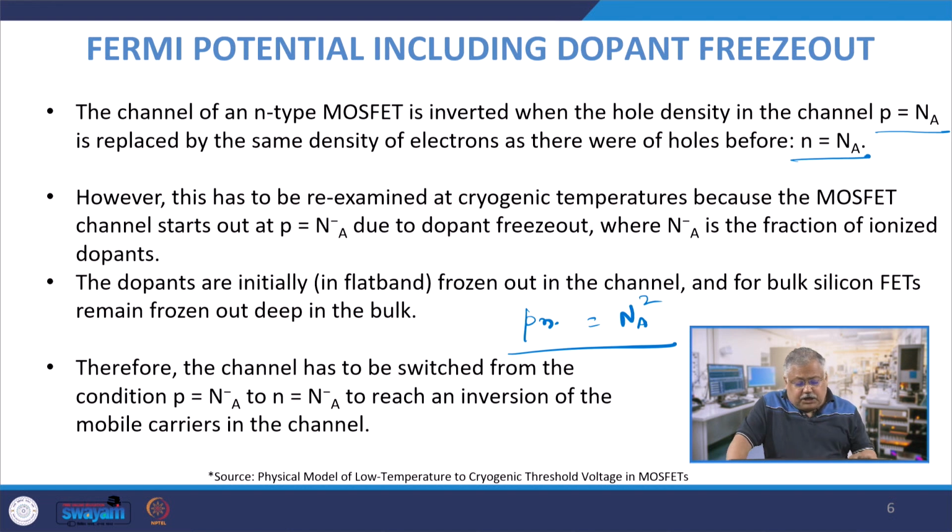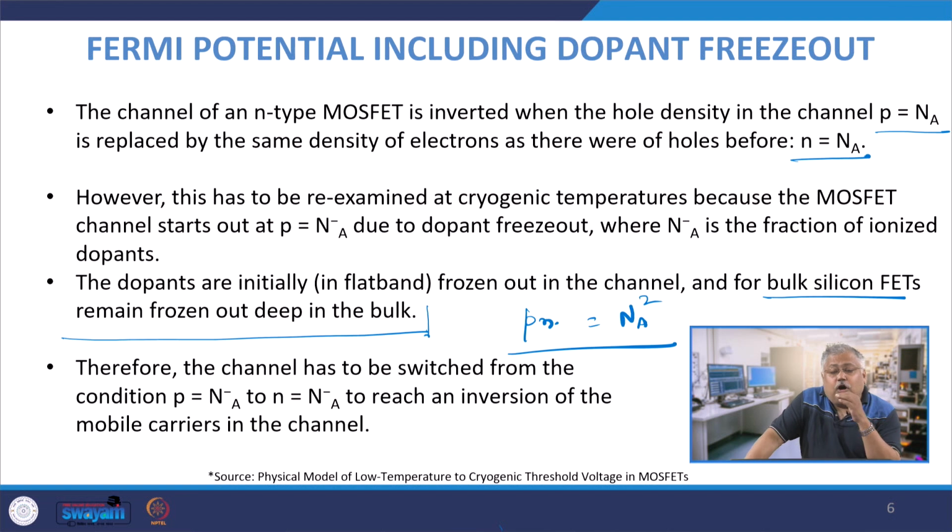Now, initially the dopants are frozen out in the channel, and therefore, for bulk FETs they remain frozen deep in the bulk. Let us assume that the dopants are initially frozen in the channel. Frozen why? Because the temperature is very, very low, and therefore the dopants do not have enough thermal energy to even vibrate or release any charged particle, and so deep down they are frozen below and do not at all contribute to the electrical characteristics of the device.